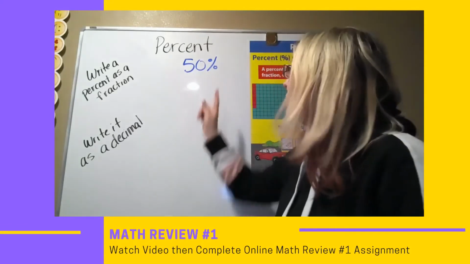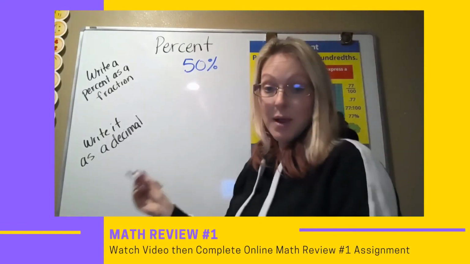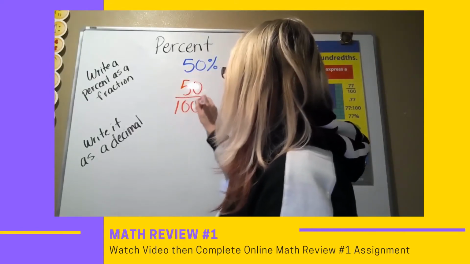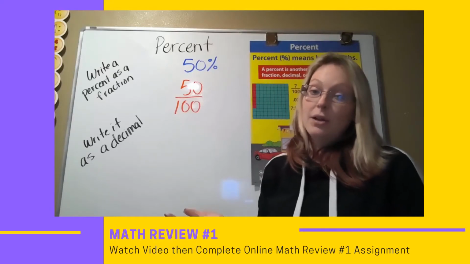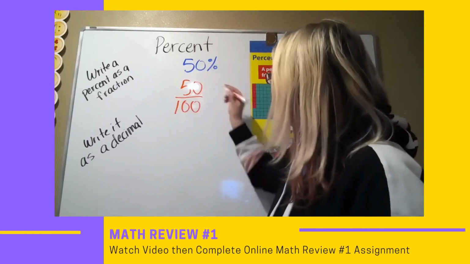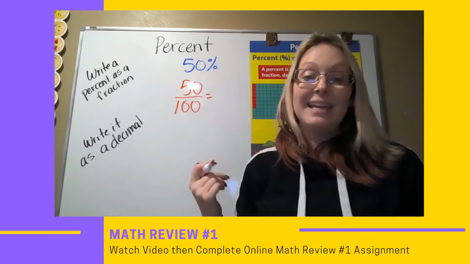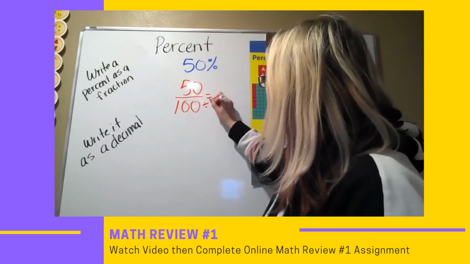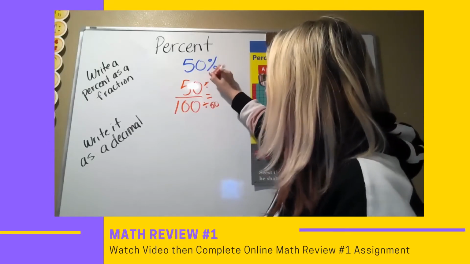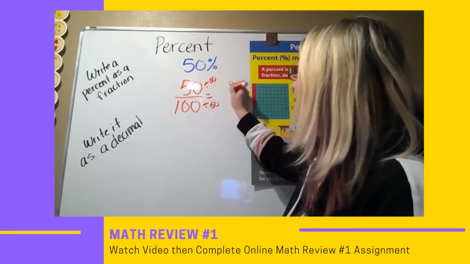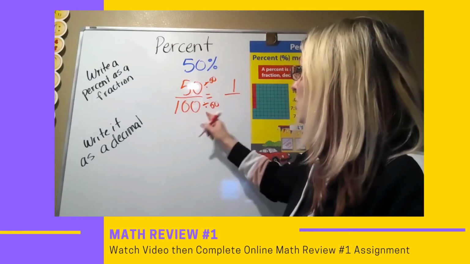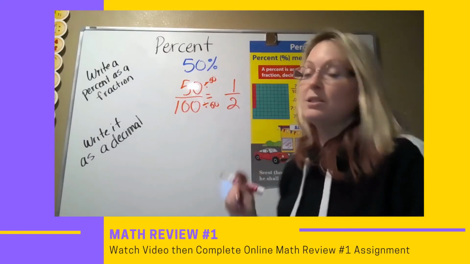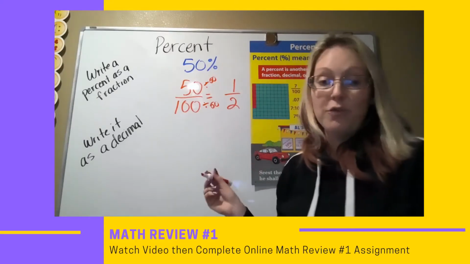Let's do another one. 50%. Let's write it as a decimal. 50 over 100. Well, look at that. We can rewrite that one as a simpler fraction and reduce it, because we know 50 can go into 100 as it can go into itself. So 50 divided by 50 is 1, and 100 divided by 50 is 2. So 50% is written as a half, as a fraction.